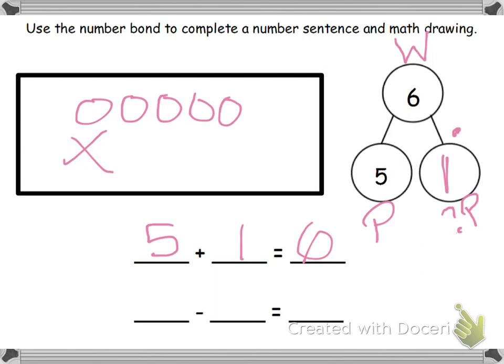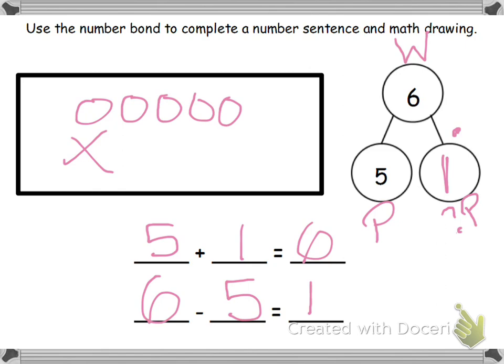Now a subtraction sentence. We know that for subtraction, that whole is going to be in front of that minus sign, because remember, we want to make that whole happy. We got to keep that whole happy. So the whole has to be in front of the minus sign, which we know that our whole is 6. So 6 minus 5 equals 1.